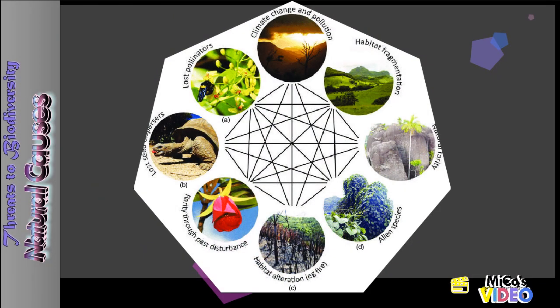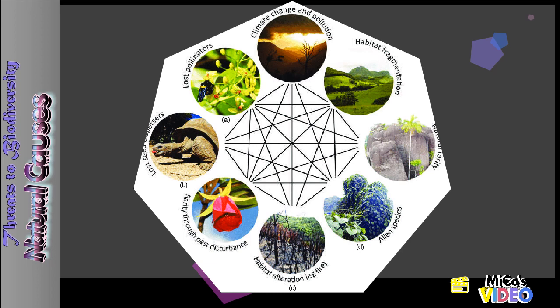While we are benefiting from the goodness of biodiversity, biodiversity is being threatened by two major causes. First are the natural causes, and we also have the anthropogenic causes, also known as human activity. Now, let us discuss more about the natural causes and their types.